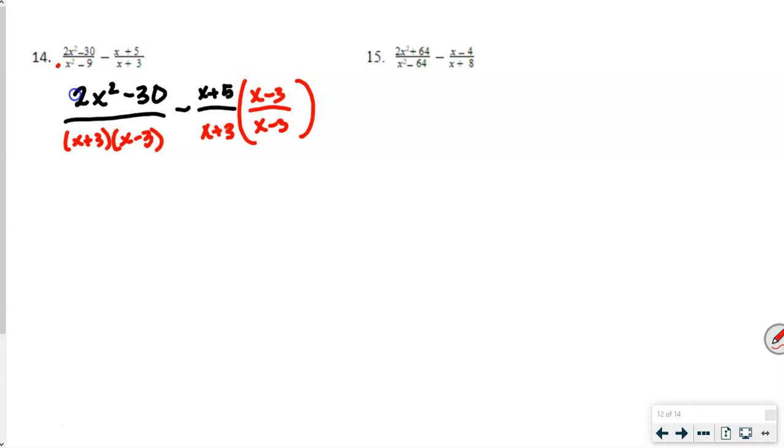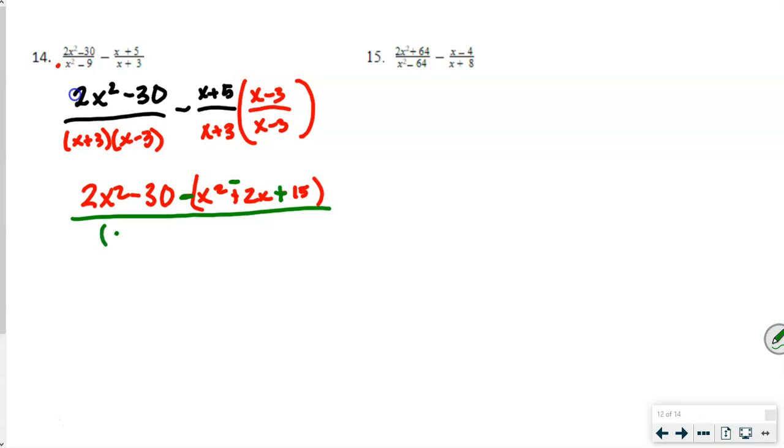Okay, so in the numerator, we got our 2x squared minus 30. Then we're going to have to do either FOIL or the box method, right? So x times x is x squared, so that's going to be minus x squared. And then we've got x times, actually, let's just leave this in parentheses for right now. So that's negative 3x plus 5x, so that would be plus 2x. And then 5 times negative 3, that would be negative 15. So we're going to end up changing the signs of everything in that set of parentheses. So this first term is going to be a negative, this is going to be a negative, and this is going to end up being a positive. Because we're going to have to combine our like terms there.